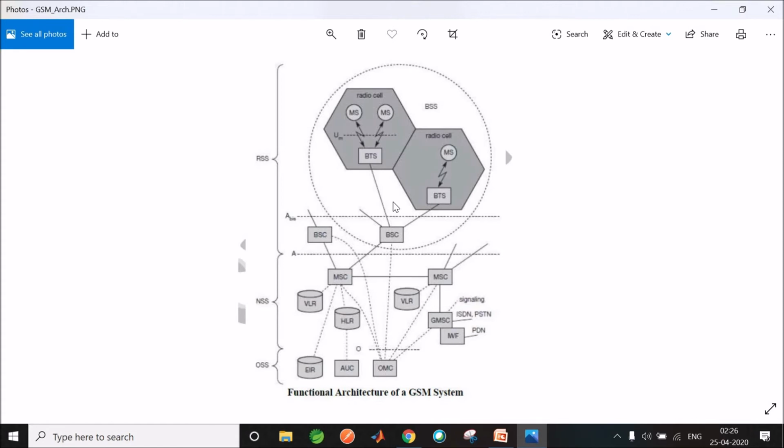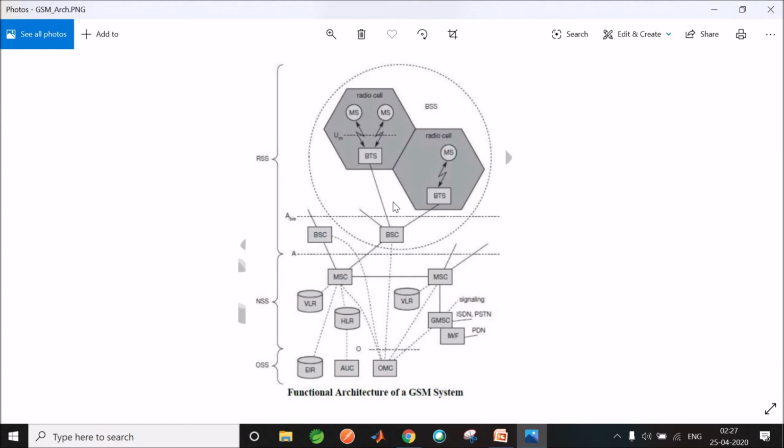Now, MSC controls several BSC. Now, this is not a very easy task. So, MSC has to control a larger area now. So, MSC has various databases connected with it. What does MSC have with it? The VLR, HLR, and EIR and AUC. Now, each of these has their own functionalities.